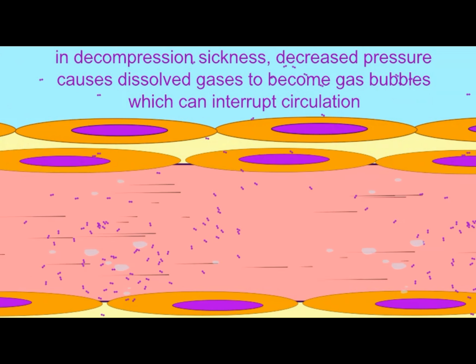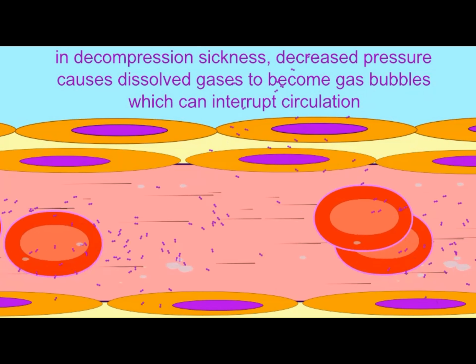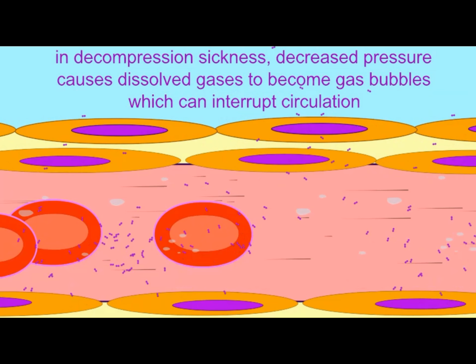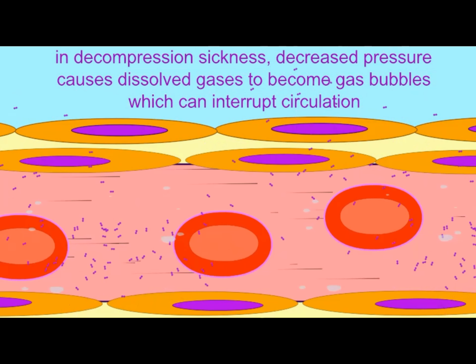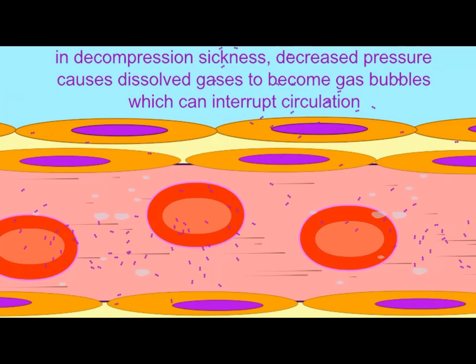This is a problem because these gas molecules can then collect and form little bubbles which would block small blood vessels and therefore interrupt blood flow all over the body, here in the brain, here in the heart, here in the kidney, here in the liver, etc.